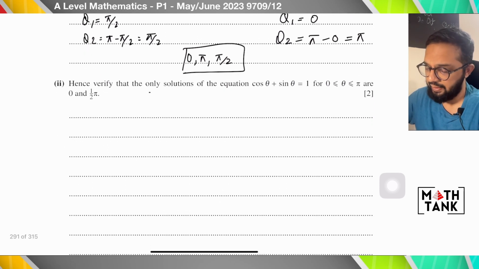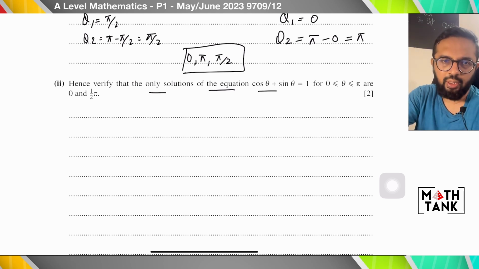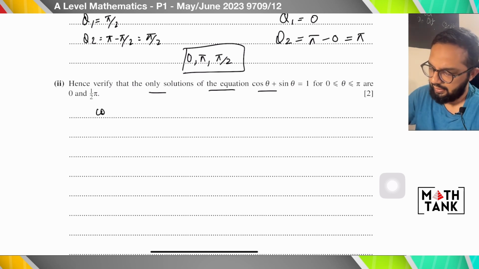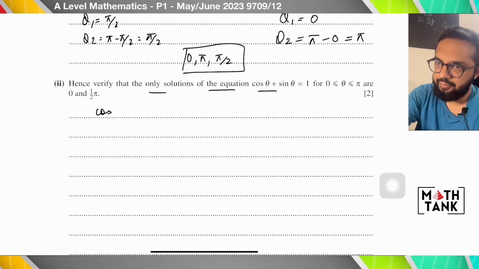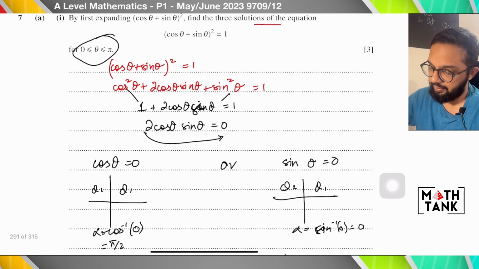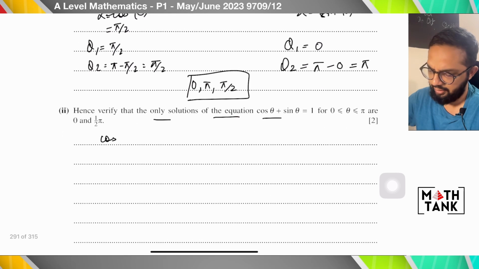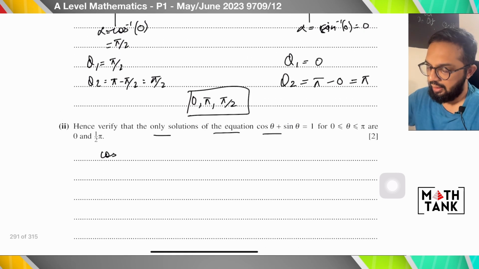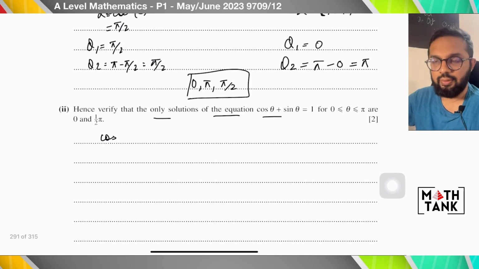And it says hence verify that the only solutions of this equation are 0 and pi over 2. Okay, so that looks like a question on just verification. So I could just plug in the numbers and solve. I could say that cos... I could just say that okay, this question is really related to the "hence". But I also have to prove to you that the third solution doesn't balance.